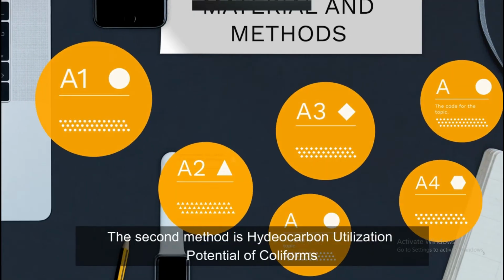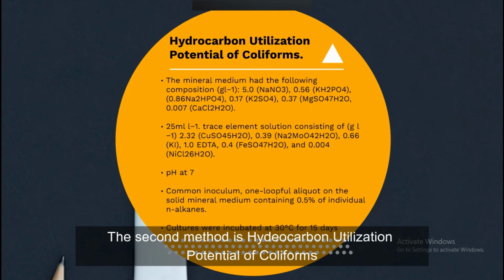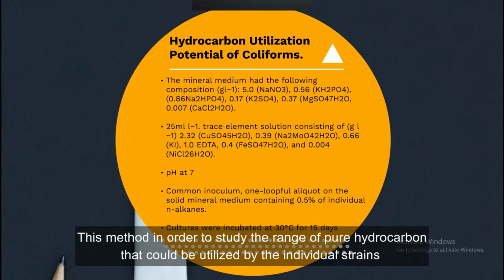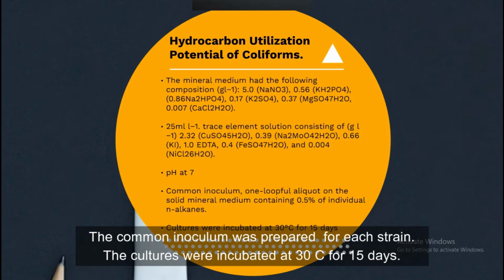The second method is hydrocarbon utilization potential of coliform. As we can see, the mineral medium had the following composition and the pH was adjusted to 7. In this method, in order to study the range of pure hydrocarbon that could be utilized by the individual strain, a common inoculum was prepared for each strain. Cultures were incubated at 30 Celsius for 15 days.